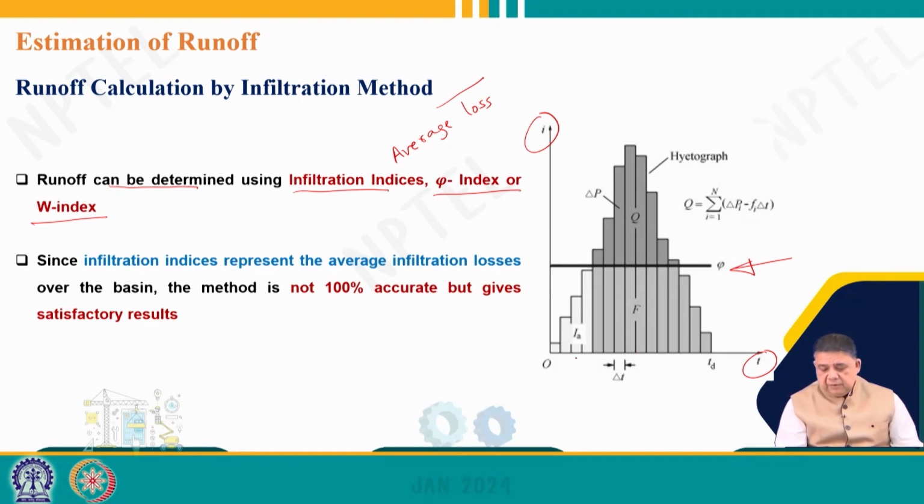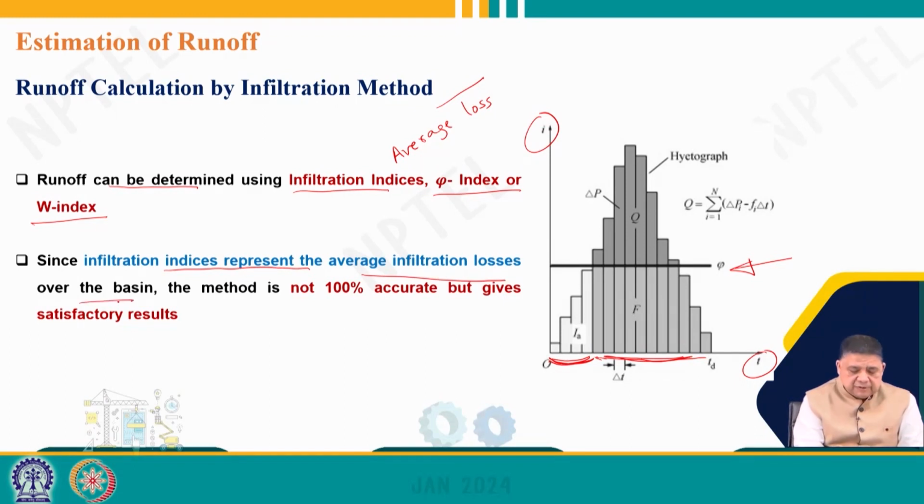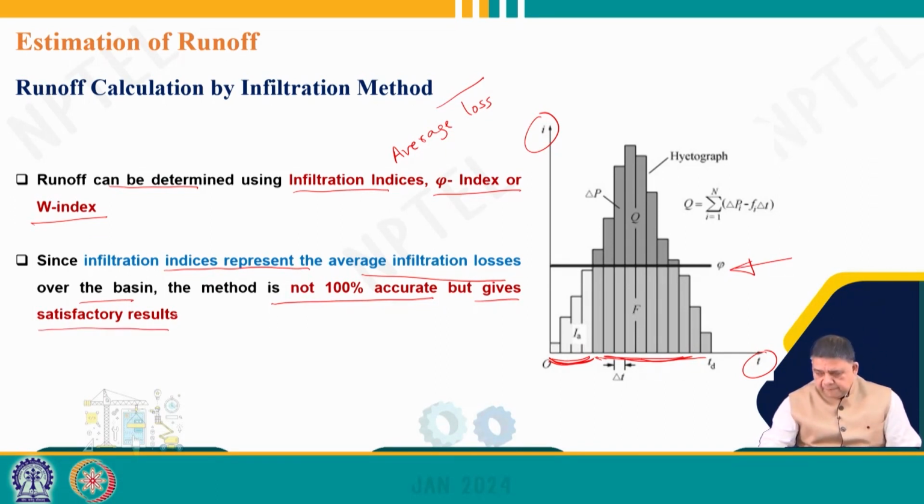And below that, if you recall, we said that initially there will be initial abstraction, and then infiltration will continue even after runoff initiation. So, IA is the abstraction losses including infiltration before the runoff began, and F represents the infiltration after runoff has occurred. Since infiltration indices represent the average infiltration losses over the basin, the method is not 100% accurate but gives satisfactory results. I think this point we also discussed earlier, because infiltration or other abstraction keeps on changing from one point to the next, especially infiltration, which keeps changing within a basin with soil characteristics changing.